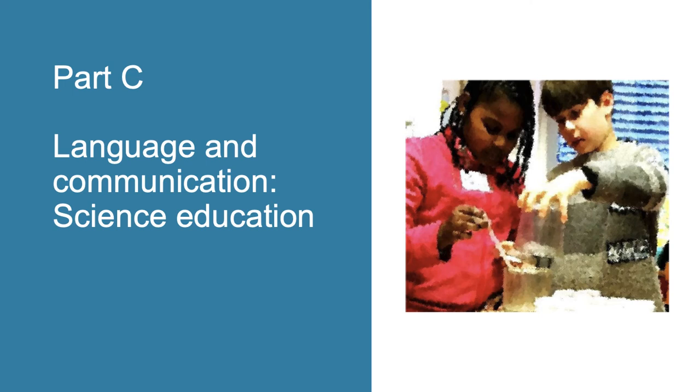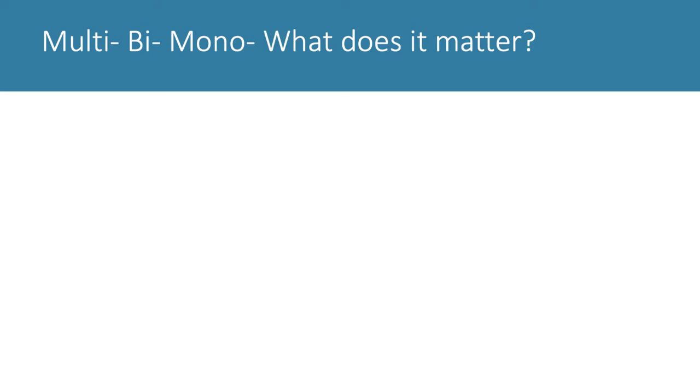Part C. Language and Communication, Science Education. In Part C, we highlight a few points relative to the field of science education research. Multilingual, bilingual, monolingual, what does it matter? Well, here we bring attention to the ways that the research field refers to students who are plurilingual, which, in essence, is all of us.